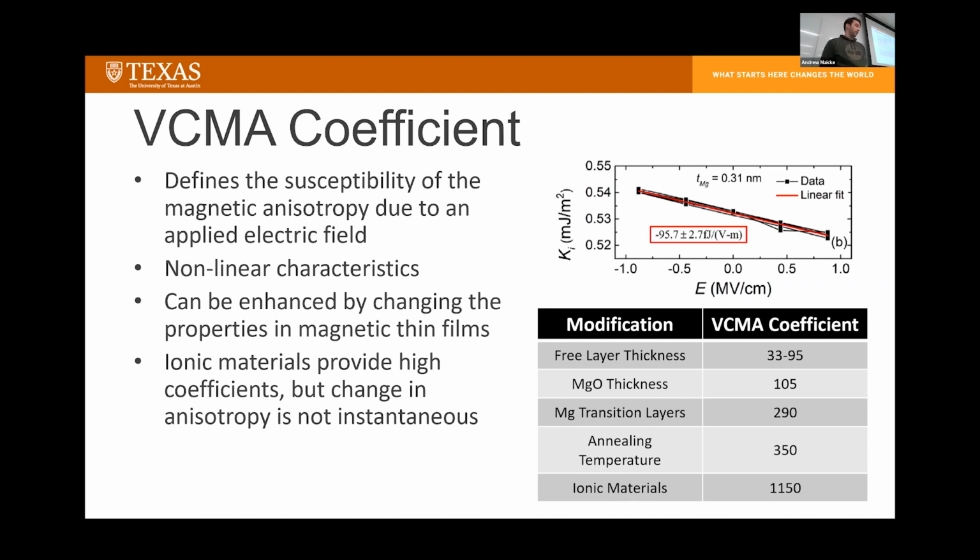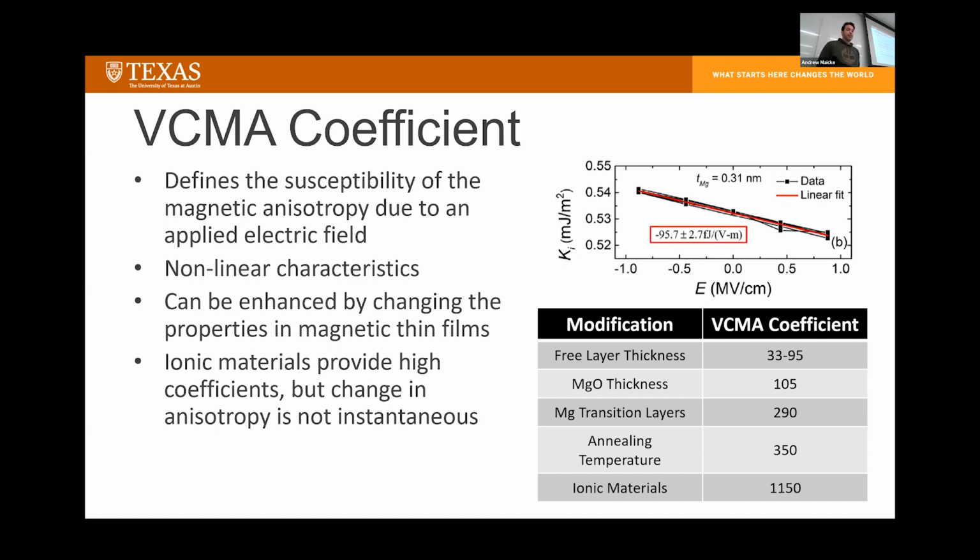There have been a couple of methods conducted that are able to enhance the VCMA coefficient, and a few are listed here. Some of them include modulating the free layer thickness, where a smaller free layer normally increases the coefficient. You can also increase or decrease the MgO thickness, but that is a little bit of an iffy thing to do because it also changes the amount of TMR for the device.